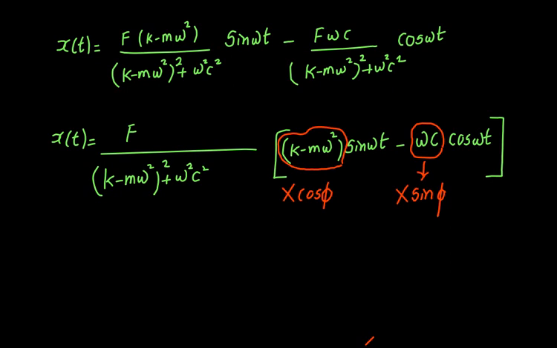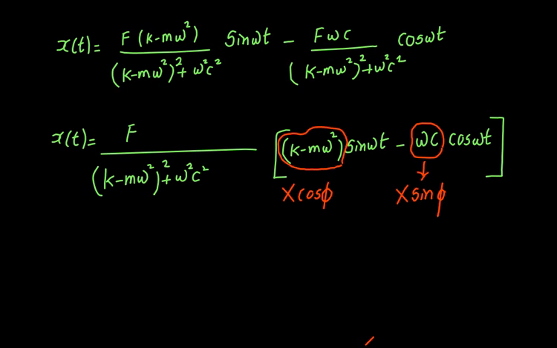Similarly, omega into C on the right hand side is just going to be a number. It can be written as X into sine phi. It's just written as a product of sine of some particular angle into a particular number. It's possible, right? Of course, these two numbers are related because what is common in these two numbers? Well, capital X.